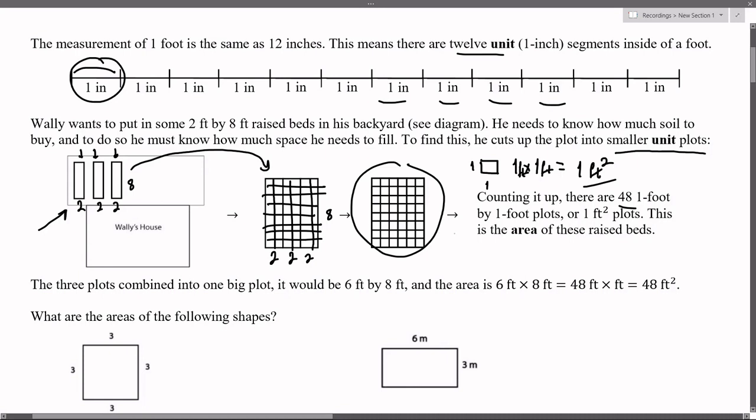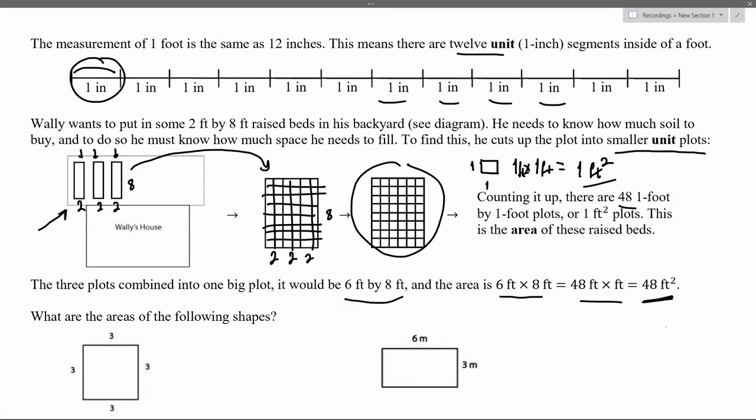Okay, this is going to be the area of this shape. It's 48 feet squared. You can see that, of course, if it combines into one big plot like we did here, we really just have 6 feet by 8 feet, because it's 6 feet long along the bottom. 2 plus 2 plus 2 is 6, and then 8 feet along the side. And we get 6 times 8 feet times feet is 48 feet times feet, and that gives us 48 feet squared. So we don't actually have to do this cutting it up. We can just multiply the length by the width when they're rectangles.